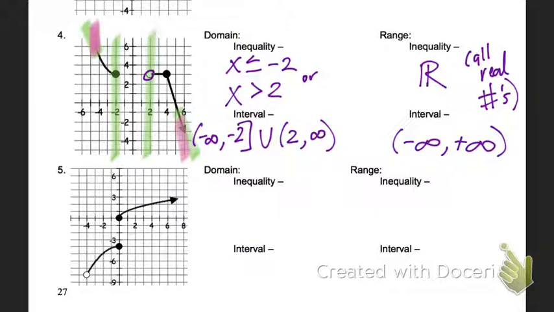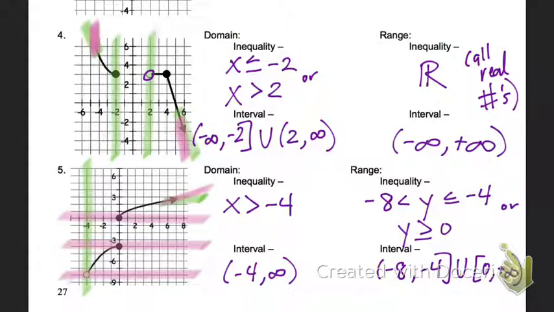Okay, I want you to try number 5. I'm going to give you a minute, and then check it with your shoulder partner. Talk about it. So for domain, read it from left to right. Furthest left point is x equals -4, and it's an open circle. And why does it not stop? I don't know how you guys did on this, but why does it not stop here?